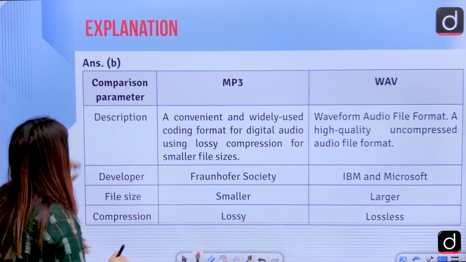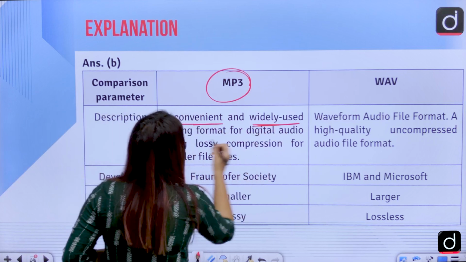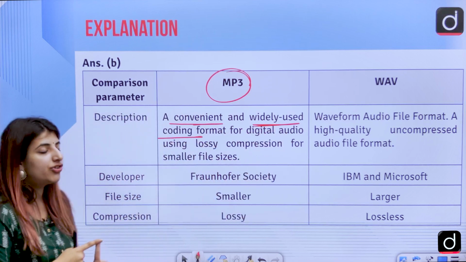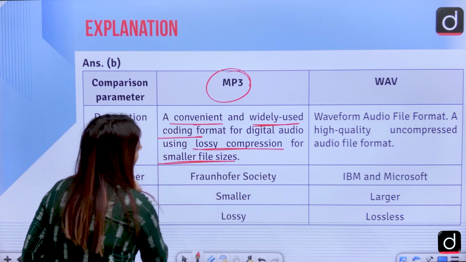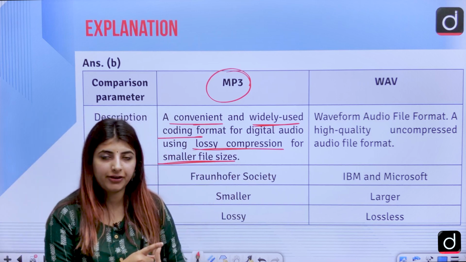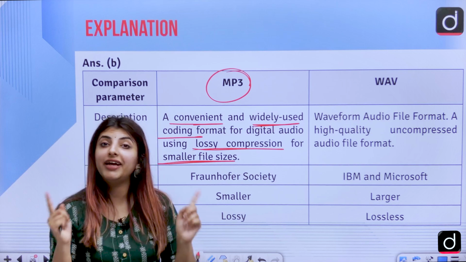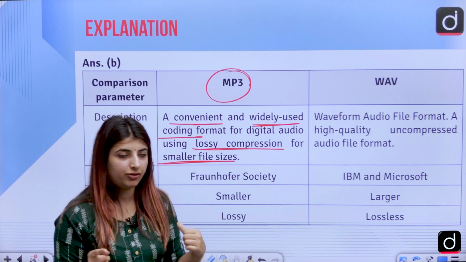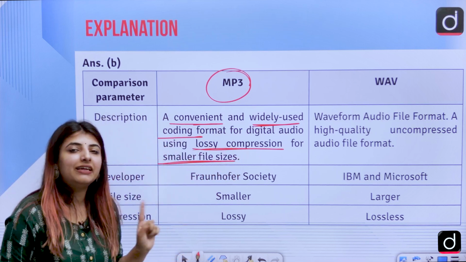Comparison parameter. What is MP3 format? Convenient and widely used coding format for digital audio using lossy compression for smaller file sizes. So basically you got the definition here only in this very pointer, that the file size is smaller in MP3 format, so it won't take larger space as it was asked in the question, right? And of course there is lossy compression and it is widely used.